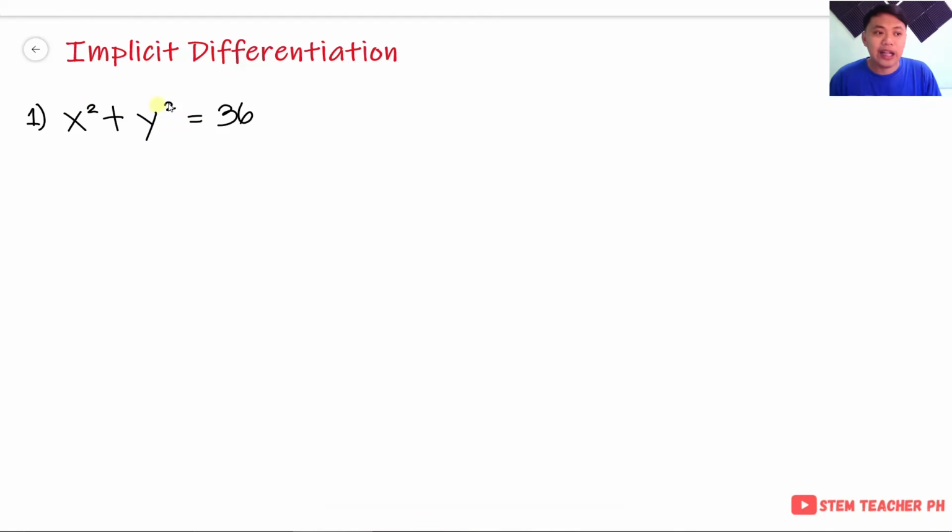Kung makikita natin dito sa left side ng equation, meron tayo both x and y. Kaya hindi siya in the form ng y is equal to f of x na pwede natin kuhanan easily ng derivative with respect to x. Kaya with this, kailangan natin kuhanin yung derivative nila separately, dito muna sa left side, tsaka yung right side, tapos tsaka natin kuhanin yung value ng dy over dx.